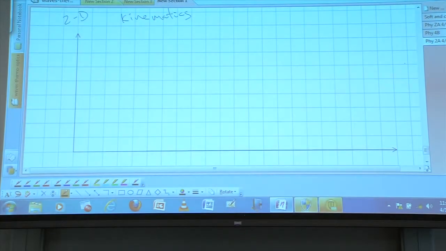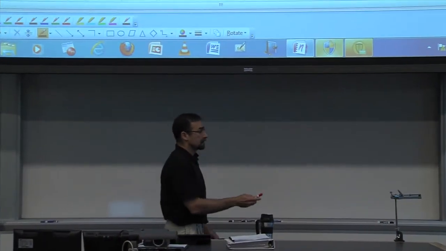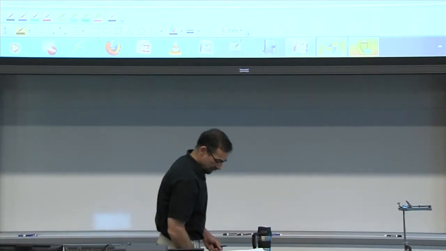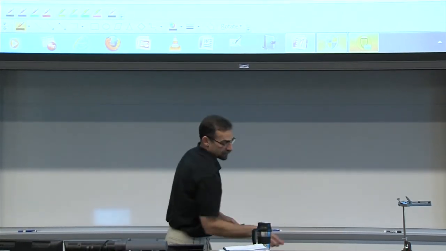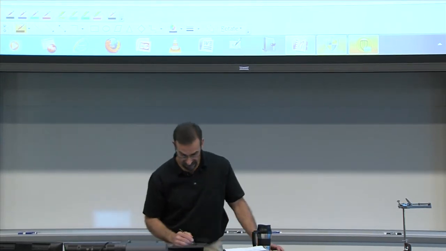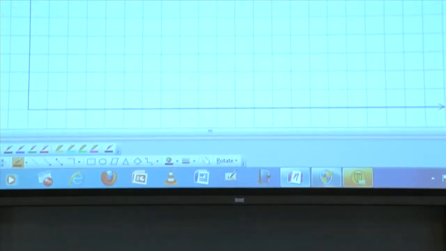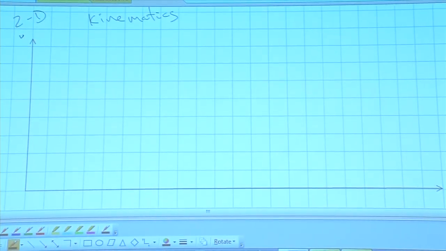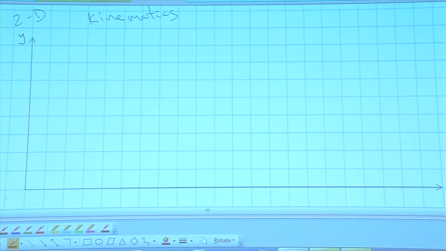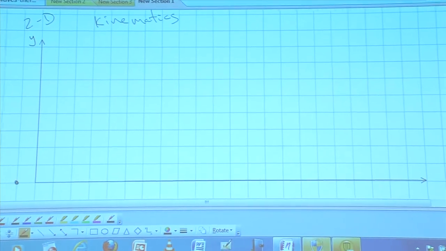If we were to do a motion diagram of an object being thrown up into the air, like that, it goes straight up, comes straight down, it would look something like this, right? It has some initial velocity. So if this was y, it would start out at the bottom, right?